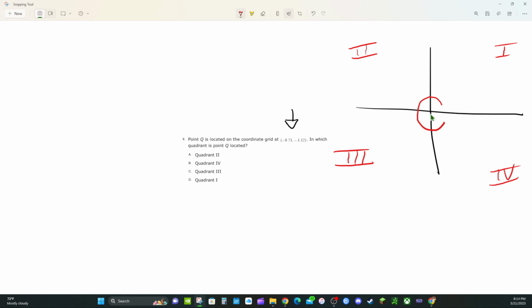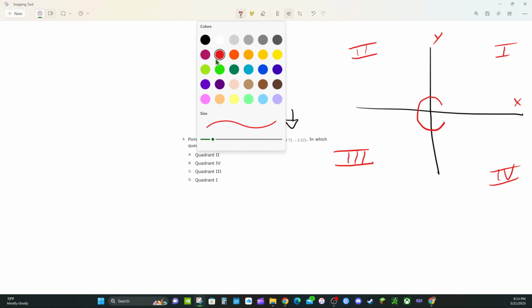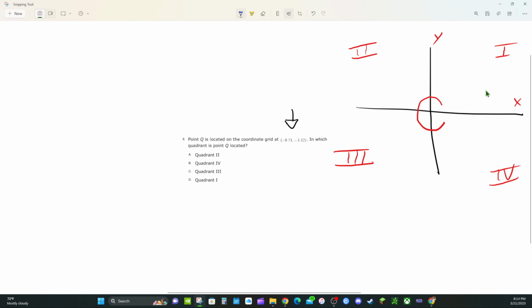Now, if this was my X line and this was my Y line, I need to know where my positives and where my negatives are. And remember, our coordinate pairs are always X and then Y. So if this is my starting point and I'm moving right on my X line, those are positives. And then if I'm moving up to get into this quadrant, up is also positives.